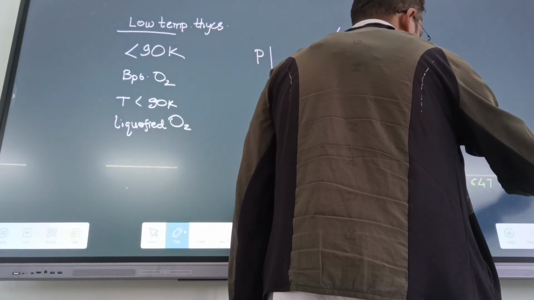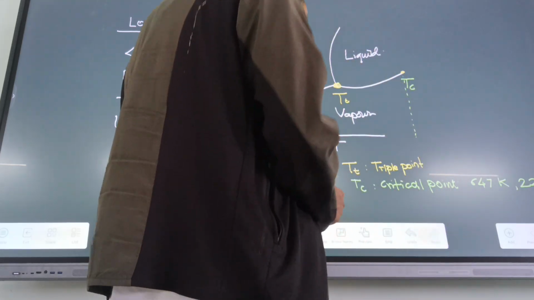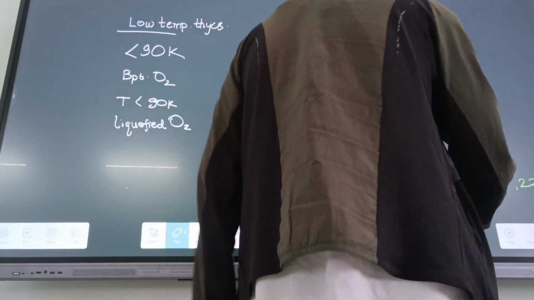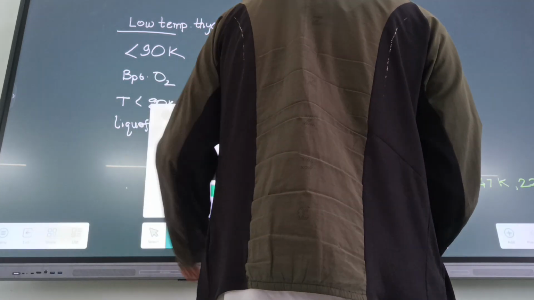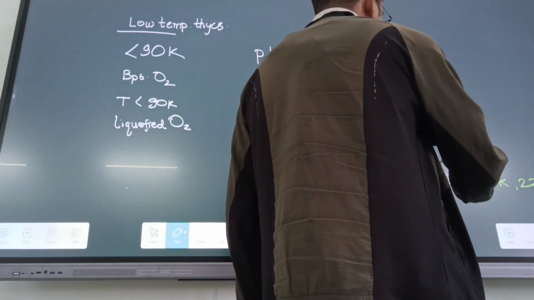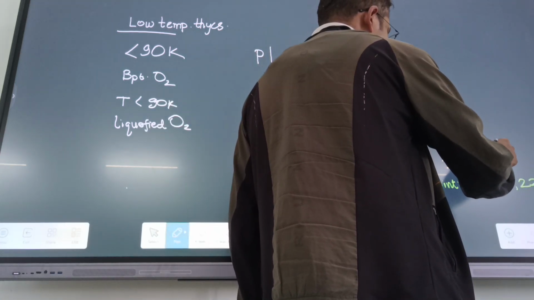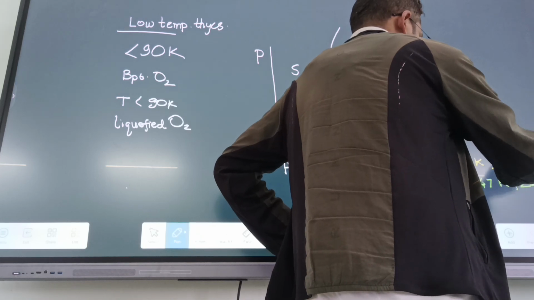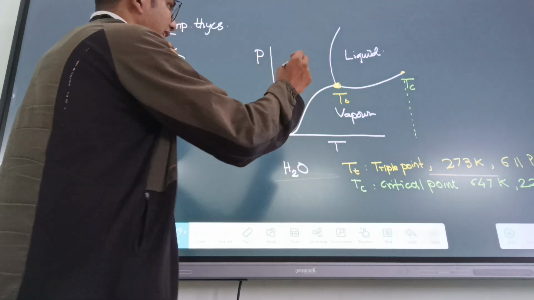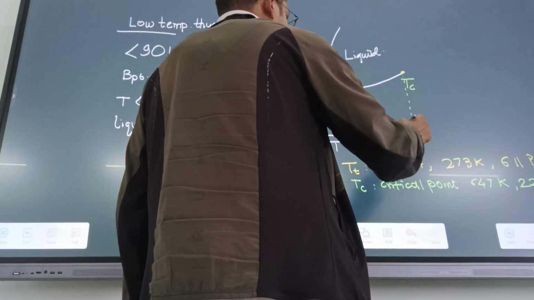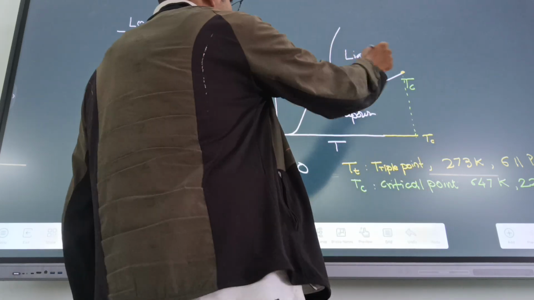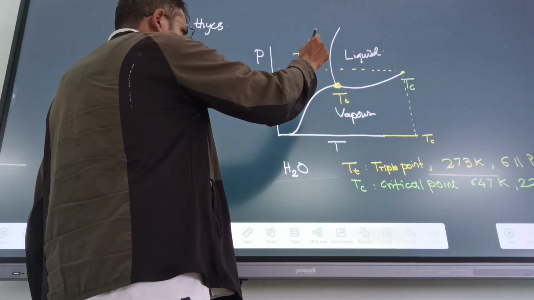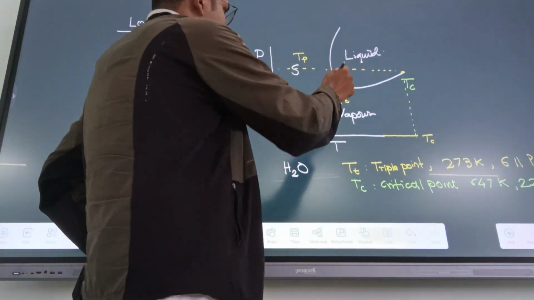And इसमें है दिस इज around 273 Kelvin and 611 Pascal. The critical point will have a critical temperature, and corresponding to that will have critical pressure. Similar to the critical point, triple point will have its temperature and pressure, इसको यहाँ पे ये हो जाएगा.